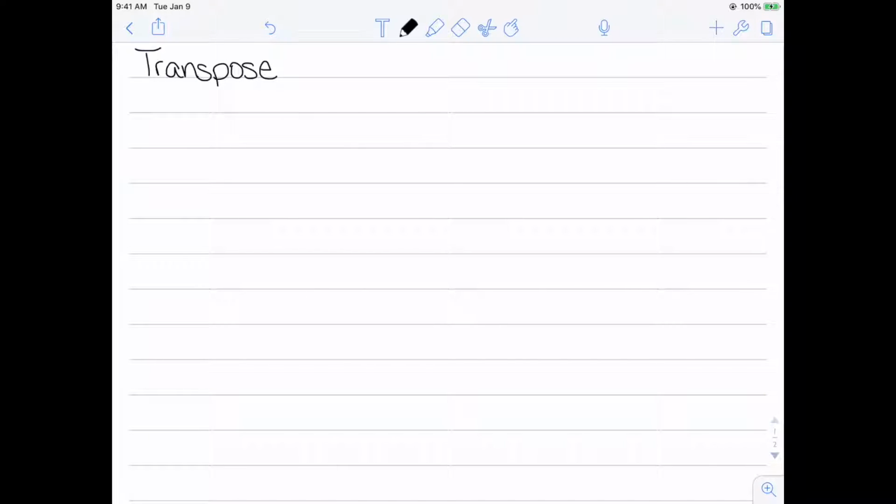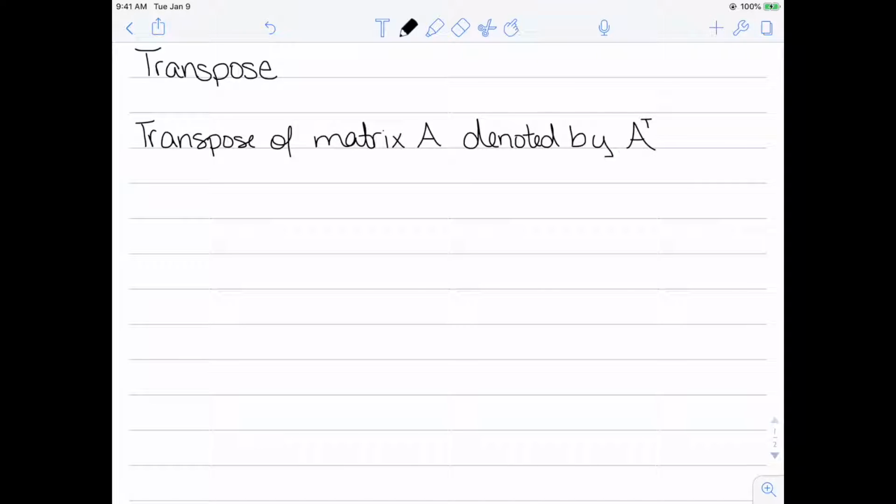The next thing we'll talk about related to matrices is the idea of the transpose. The transpose of a given matrix A is denoted by A to the T, like this right here. And the transpose just switches the rows and the columns of a matrix.